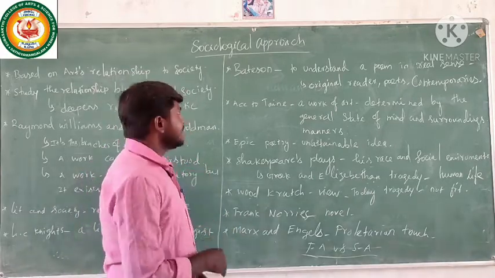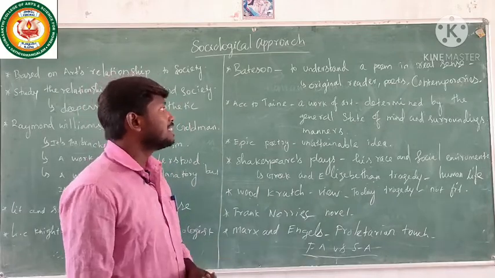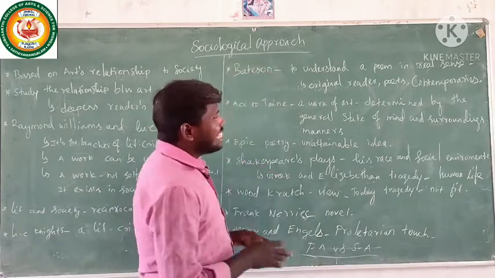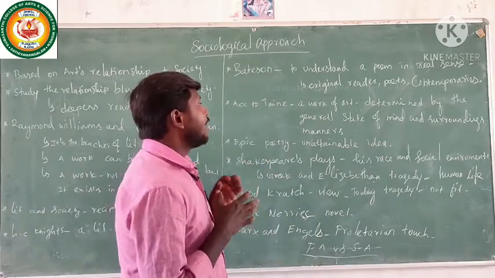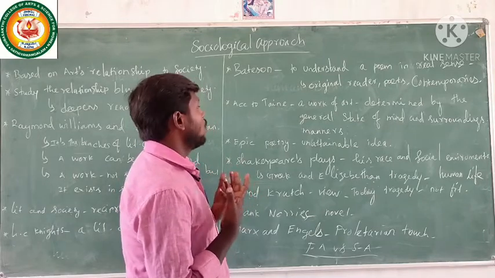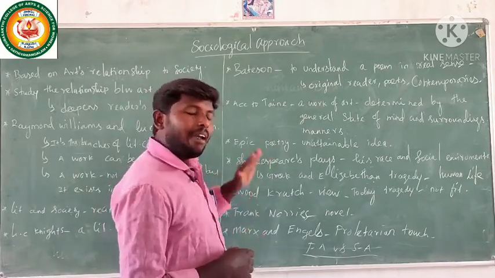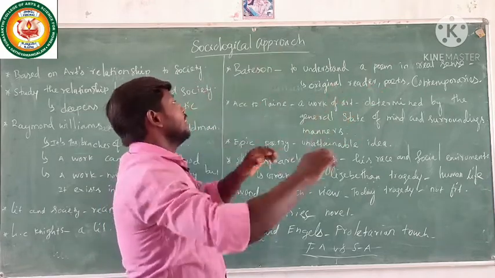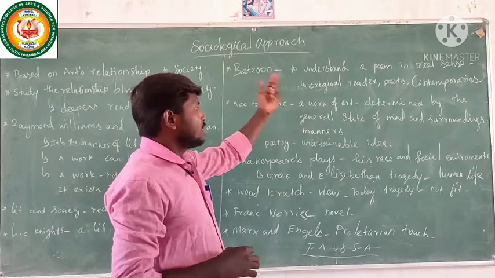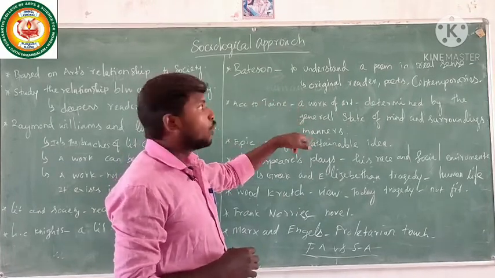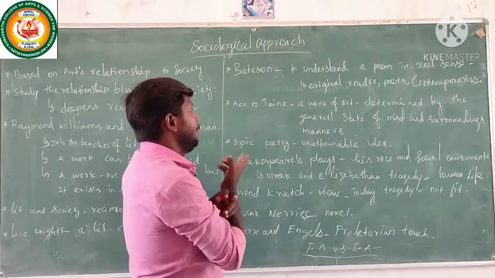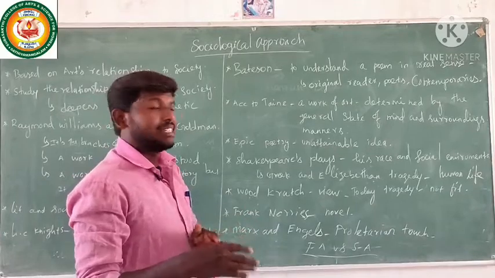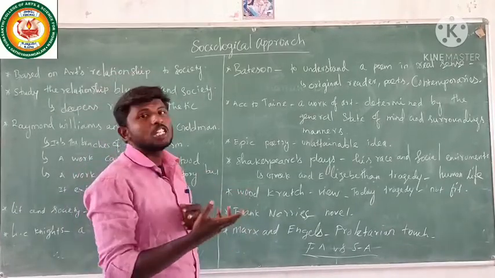According to Taine, what he tried to say is that a work of art is determined by the general state of mind and the surroundings of man. He is simply saying the repeated ideas, the state of mind. Here it may mean a particular people's state of mind, a group of people, a group of villages, a group of districts, or even your state, the state of mind and surrounding manners.